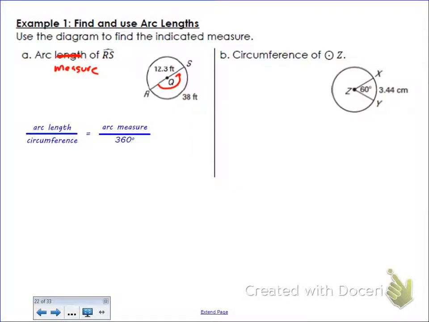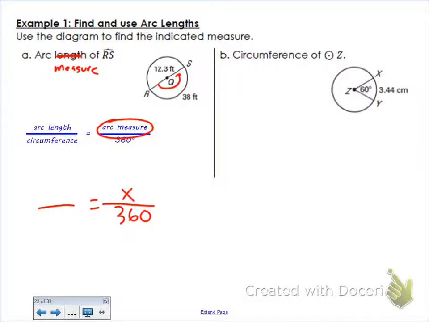So remember, we've got arc length over circumference equals arc measure over 360. Now it's important to identify what we are looking for and what we are given already. We're looking for the arc measure, so my unknown is going to be right here. If I want to start writing my own proportion, we're always going to have one fraction equal to another fraction. The bottom right number will always be 360, and we need to fill in the other three. Arc measure is what I'm looking for, so I'm going to call that x. That's my unknown. I don't know what the arc measure is.